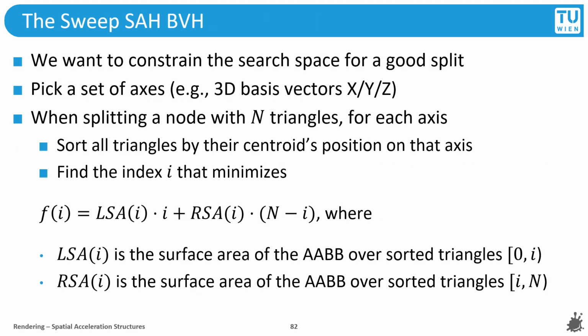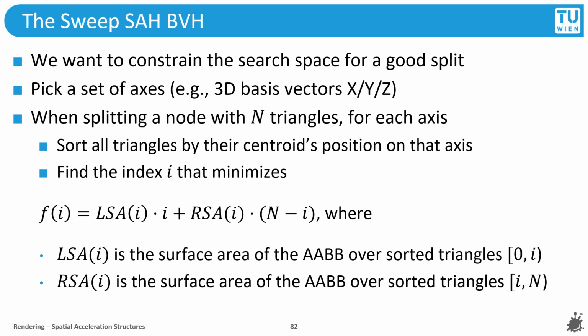Now for programming, we look at the special case of the Sweep SAH BVH because that basically allows us to constrain the search space for a good split. And similar to what we saw previously with the KD tree, again, we will limit ourselves to the three basis vectors x, y, and z. And when splitting a node with n triangles, for each axis, we sort all triangles by their centroid's position on that axis. Now, this is very similar to what we did before for splitting at the object median. And then we find the index i that minimizes a specialized version of the SAH.